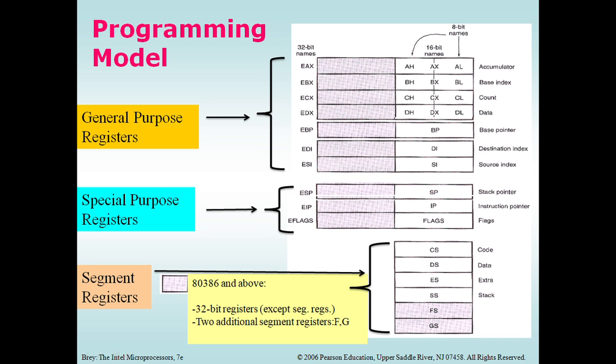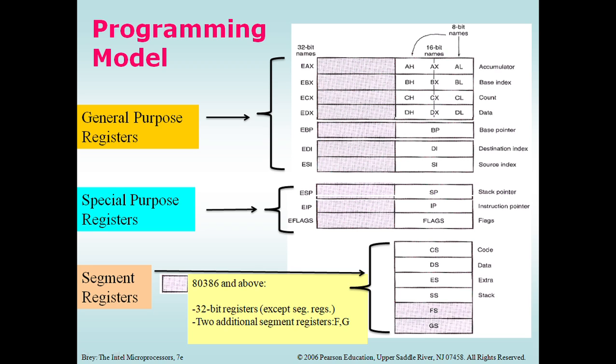To begin with, let me introduce the programming model of Intel family of microprocessors. The programming model is actually the internal architecture of a microprocessor. In the internal architecture, we need to understand the sizes and number of registers that are visible to a programmer. A programmer, when developing a program, must know the registers available to use during the programs.